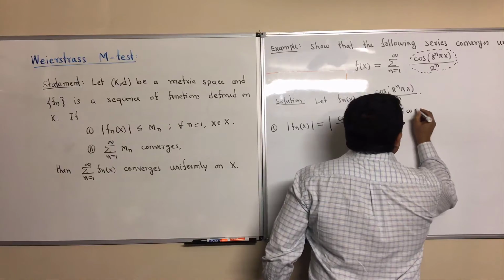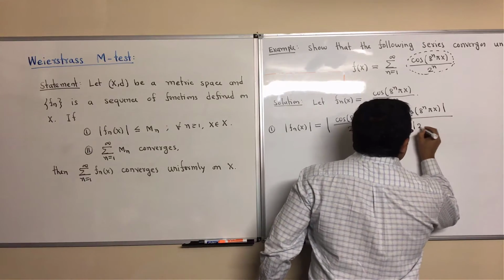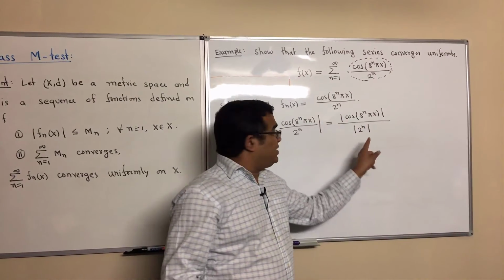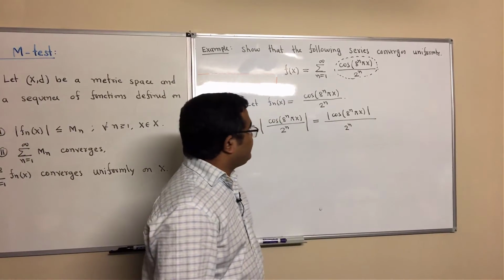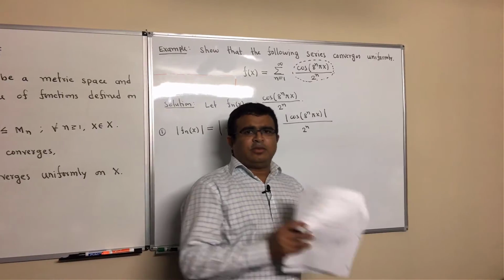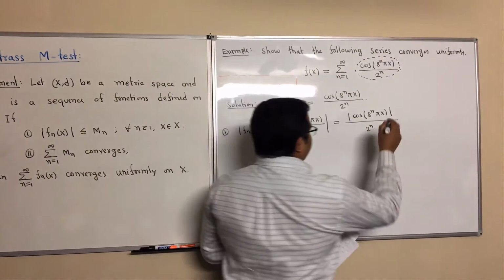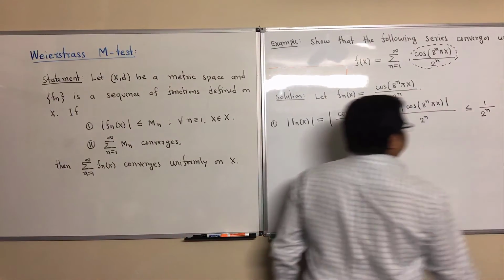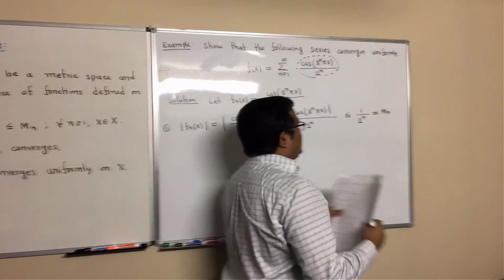So this can be written as the absolute value of cosine(a^n x) over the absolute value of 2^n. But for any value of n, the denominator is always positive, so we can ignore the absolute sign. Now, we know the values of sine and cosine always vary from -1 to +1, so the absolute value of cosine would always be less than or equal to 1. So it is less than or equal to 1 over 2^n. So our M_n is this one.